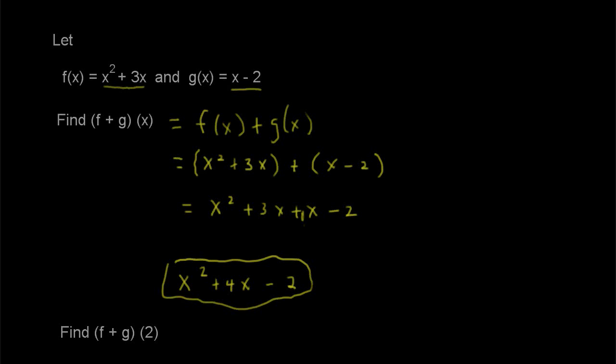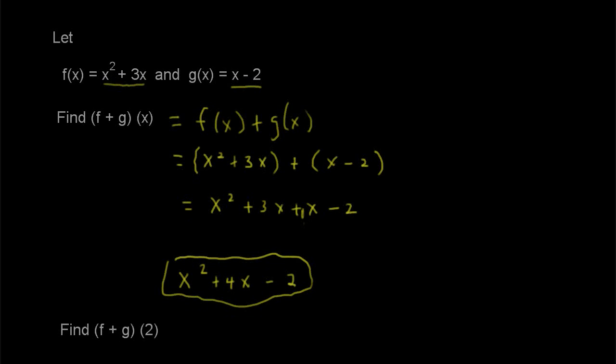Okay, next problem says to find f plus g of 2. F plus g of 2. And what you can do is just plug in 2 in place of x here. In the preceding problem, we figured out what f plus g of x was. And it turned out to be equal to x squared plus 4x minus 2. F plus g of 2, just go through and replace all the x's with 2, and you should come up with the correct answer. Go ahead and put it on pause and see what you come up with.